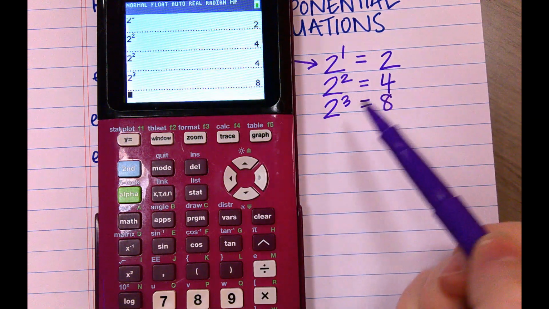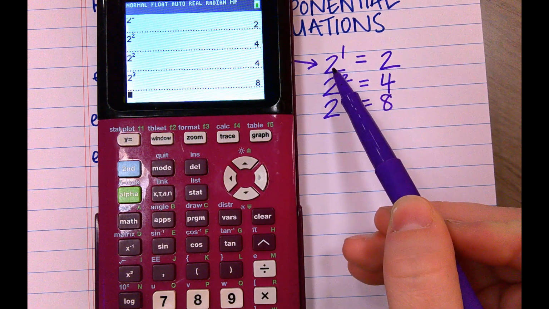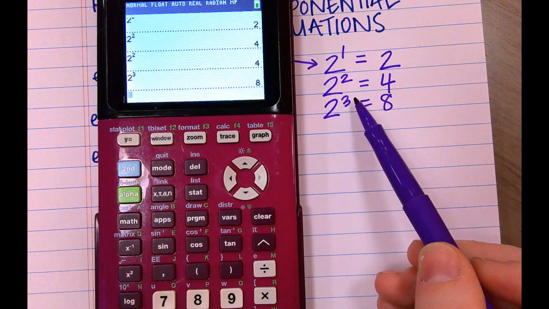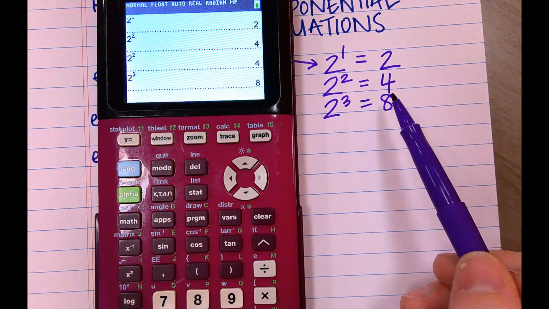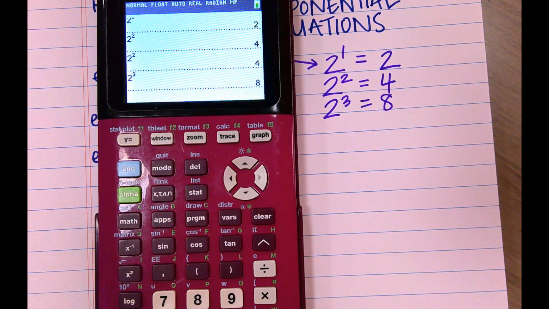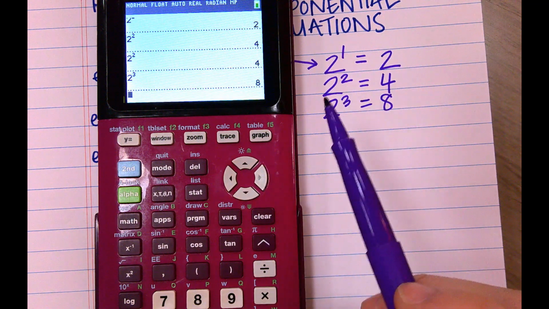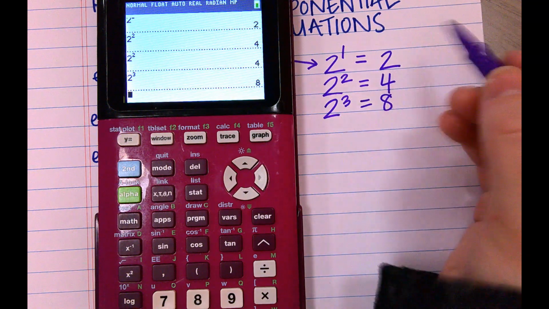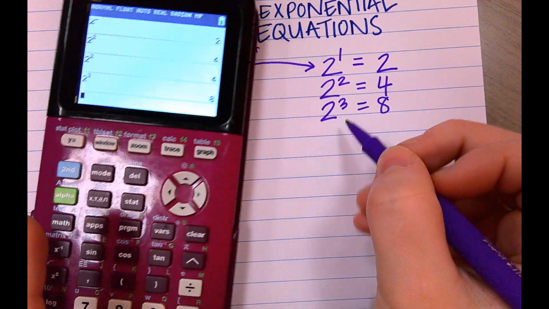But how does that make sense? Because this one we thought of it as 2 times 1 is 2, 2 times 2 is 4, 2 times 3 is not 8. It's, well, 2 times 3 would be 6. Yeah. So exponents are not just multiplication problems. Something different is happening. This is what it means.